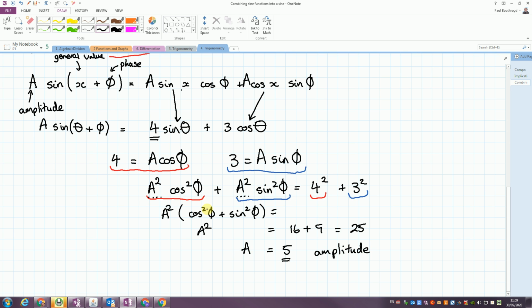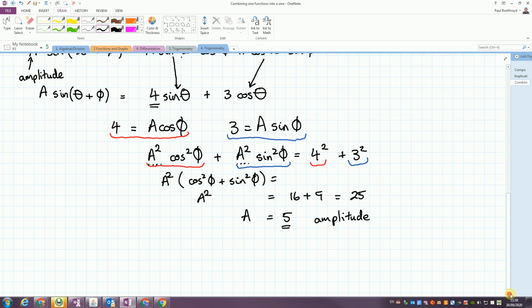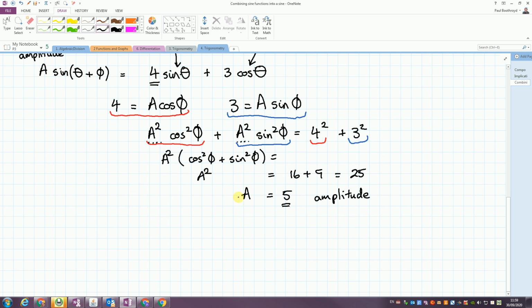Because we use Pythagoras' theorem here to create that identity, we can always do Pythagoras' theorem on the coefficients, as long as we've got the sine and the cos, and they will be in both forms. The second part is, again, back to this equation. I don't want to know what a is, I would also like to know what phi is. So this bit first led to phi, to a.